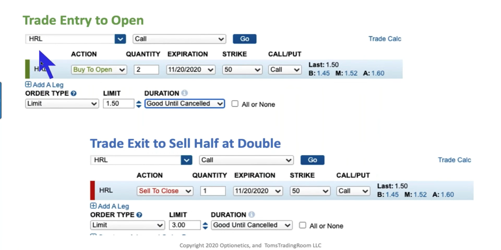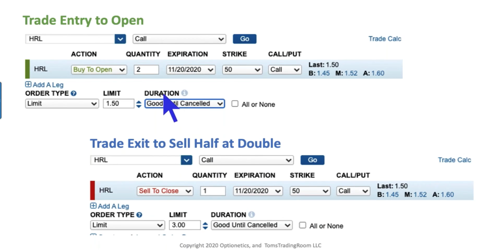So HRL call option. If I'm following my rules, I like, for me, a minimum of at least 2. So that means 2, 4, 6, 8, anything even, so I can take half of them off. Here's the 50 calls, 145 by 160. If I put a limit order in at 150, good till canceled, if I'm filled on that, I'm immediately going to sell half at a double. That means half of 2 is 1, and double is 3.